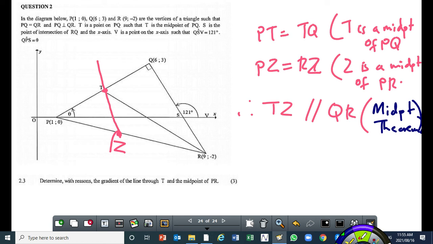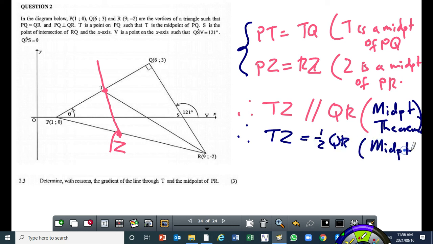Please, you cannot rush to just say TZ is parallel to QR without getting those two statements and the reasons. Furthermore, we can end up saying TZ is equal to half of QR, and the reason is also the midpoint theorem. But we are mainly concerned with gradient. So the first statement that says TZ is parallel to QR is the most important. Because if TZ is parallel to QR, therefore their gradients are equal.